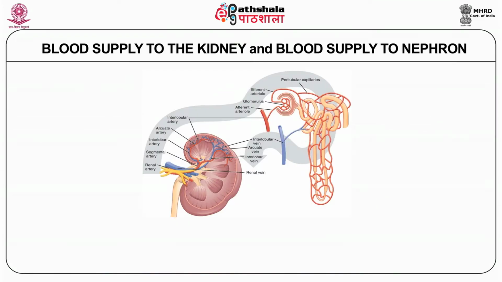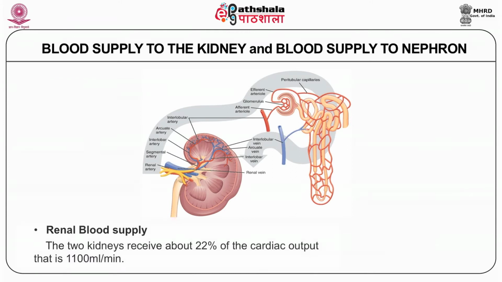So to understand this, we need to understand the blood supply of kidney, which is shown in the figure. So the renal blood supply, the two kidneys receive about 22% of the cardiac output, so it comes out to be 1100 ml per minute.